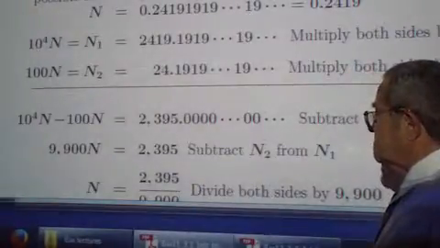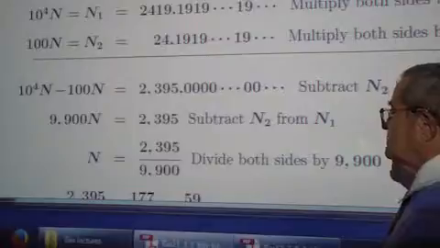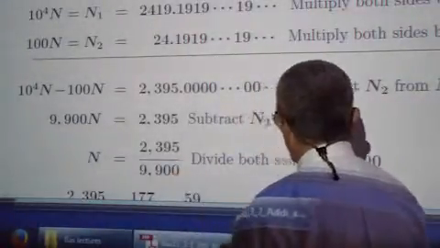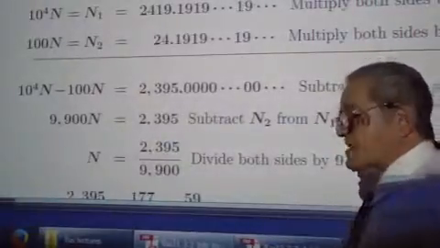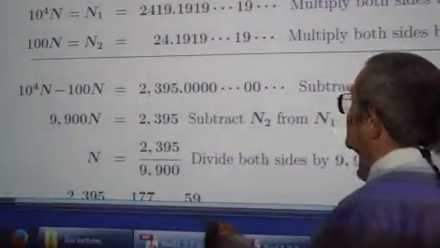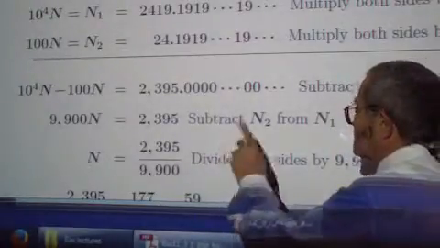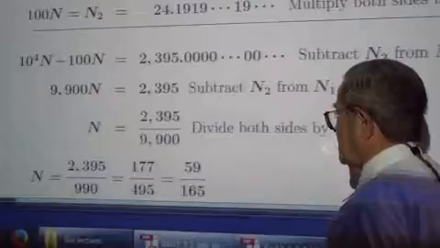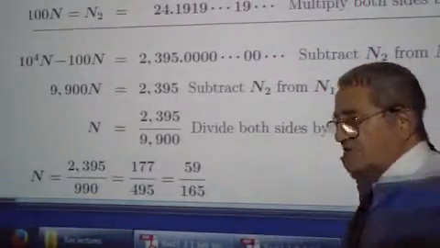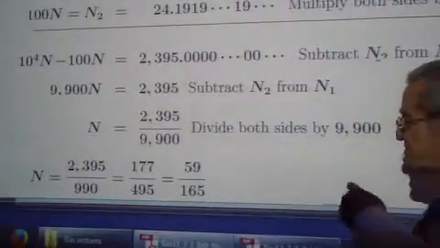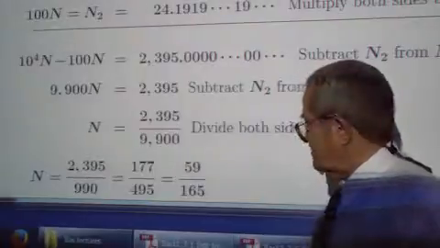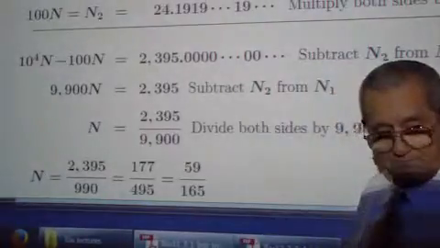Do a division. Divide both sides by 9,900. You get the following. If you have a calculator, which you're not supposed to use, you can use it as a check and see if you get indeed 24.191919 and so on. And you're supposed to be able to reduce it to 59 over 165. So this particular problem was optional. If you got that, congratulations. You're doing pretty well.